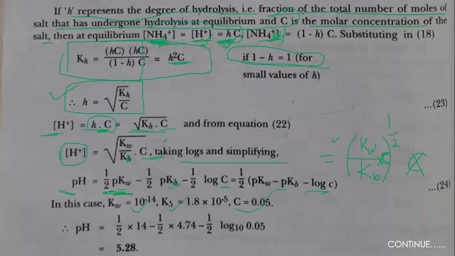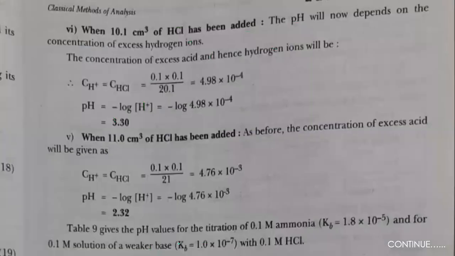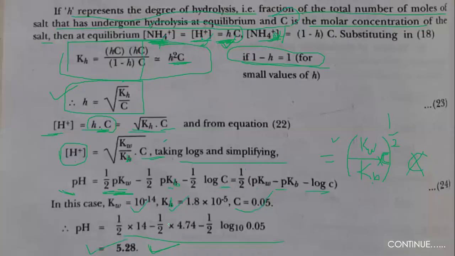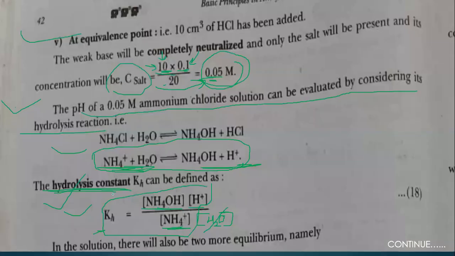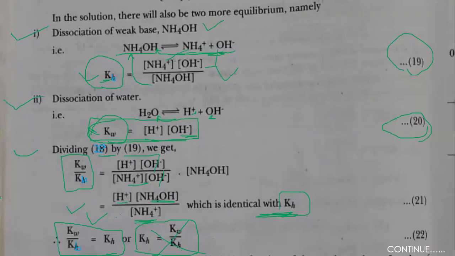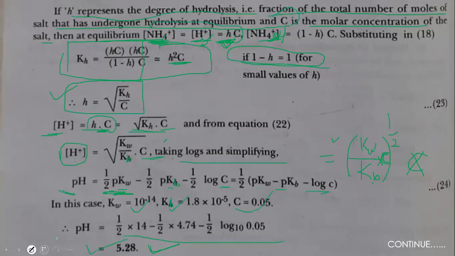We have the value of Kb given at the initial stage only. So by putting these values, the pH value will come as 5.28. Now that was at the equivalence point. These calculations are somewhat lengthy. At the equivalence point, the calculations begin from this slide, slides 1, 2, and 3. Here it is, the calculation is over now.